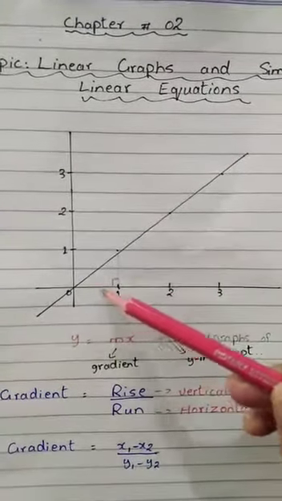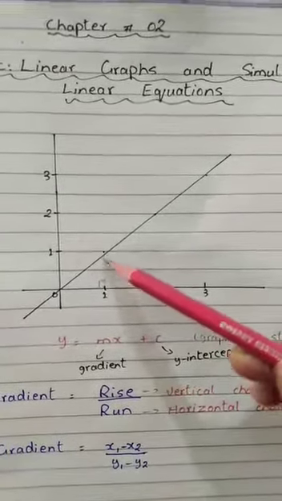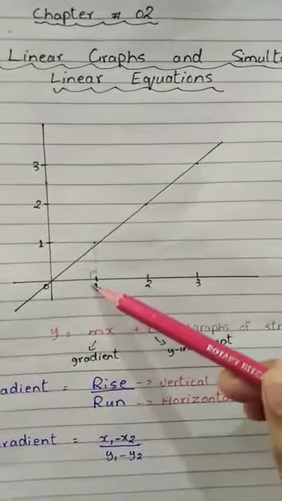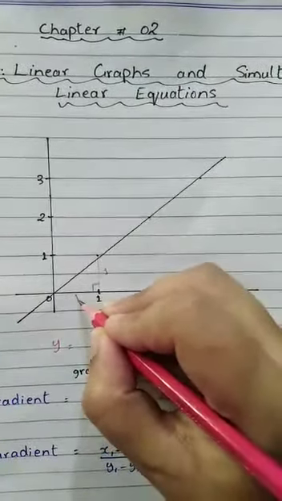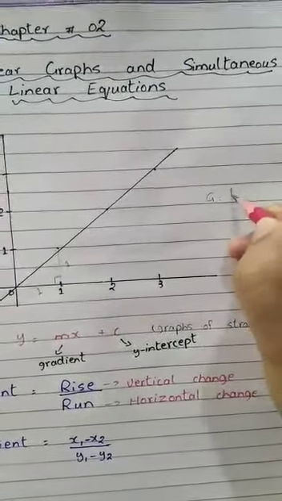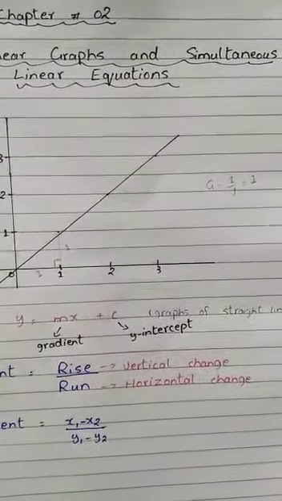If you look at this, this is called the run and this is called the rise. So rise is taking 1 unit and run is also taking 1 unit. So rise is 1 and run is also 1. So gradient = rise over run, 1 over 1. So you will get gradient = 1.